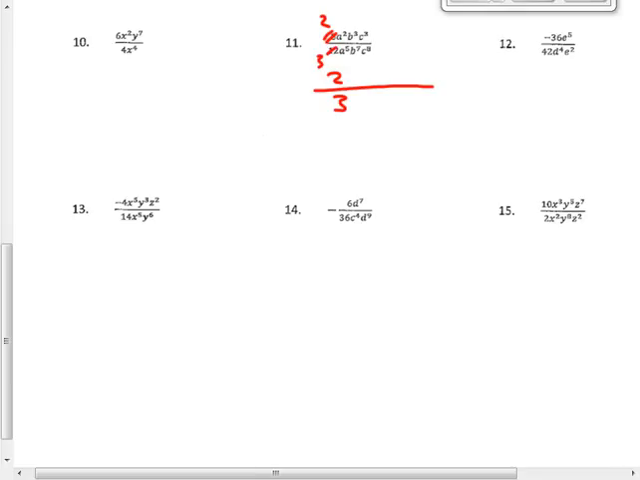I've got 5 a's on the bottom and 2 a's on top, which means that the 2 a's on top are going to cancel with 2 of them on the bottom to give me a to the third in the denominator. With the b's, I've got 7 b's on the bottom and 3 on top. So the 3 on top are going to cancel with 3 in the denominator and give us b to the fourth. C to the eighth and c to the third. I've got 8 c's on the bottom and 3 on top. The 3 on the top are going to cancel with 3 of them on the bottom. And I'm going to end up with an answer like this.